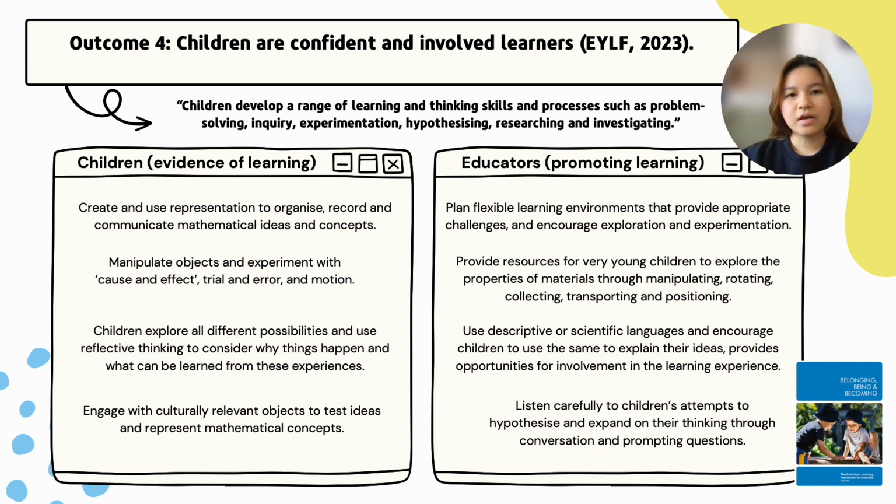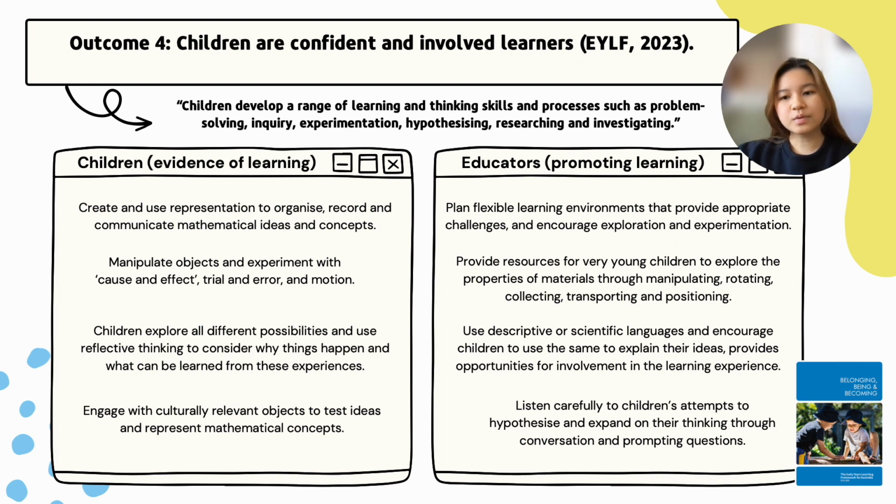Educators can promote this learning by planning flexible learning environments that provide appropriate challenges and encourage exploration and experimentation. For example, the educator provided a variety of glass bottles representing different depths and widths of the holes. Children can also manipulate objects and experiment with cause and effects, trials and errors, and motion. For example, they can choose and manipulate given materials, such as pouring water, cutting the fishing line to the correct length to solve the problem.